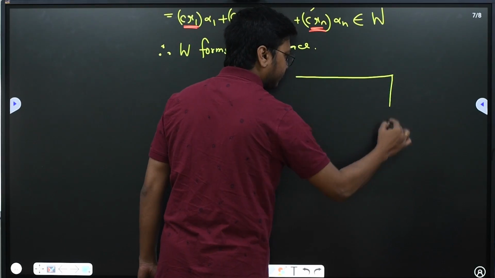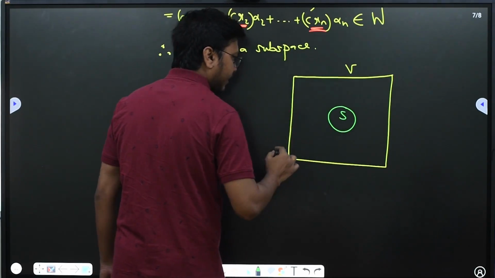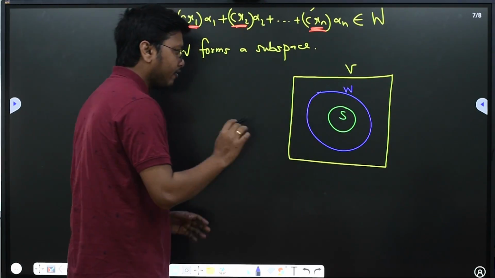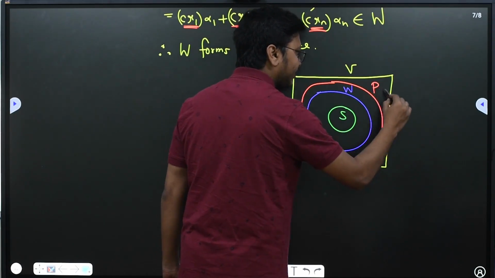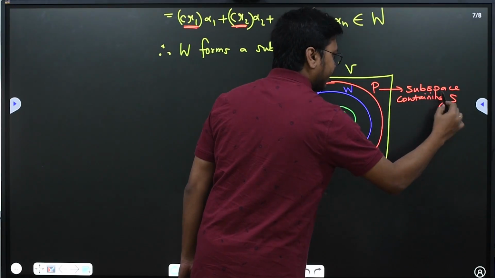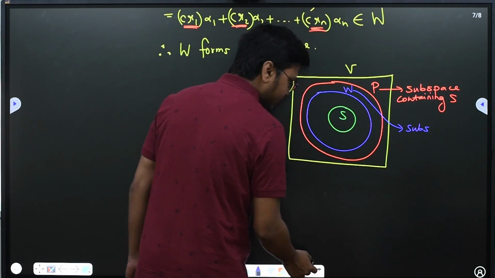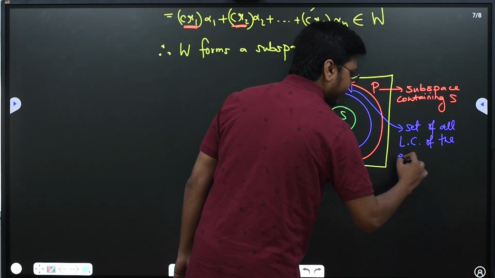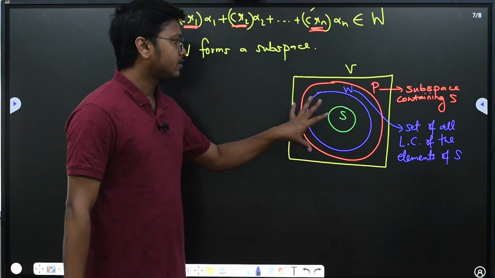So I can refer to this figure over here, that if this is V and this is S, and let's say this is W. So what I want to show is that whenever I take a subspace containing S, it has to be bigger than W. Okay, so if P is a subspace containing S, then it has to be bigger than W. And W is the set of all linear combinations of the elements of S, which obviously forms a subspace, which I have showed just now in the part above. So this is what I want to establish.